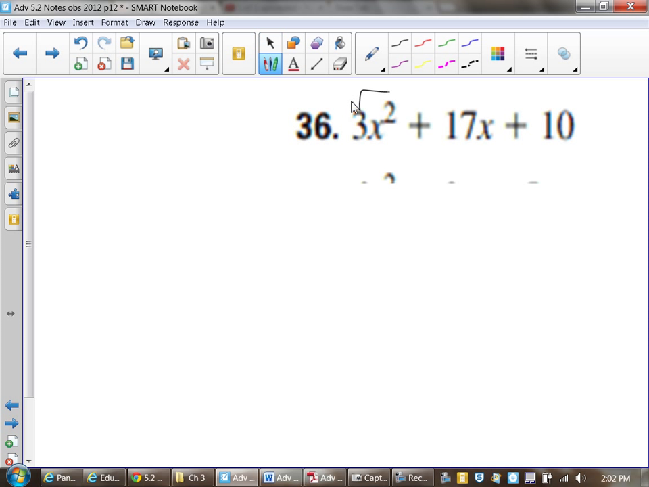Remember, I take 3 times 10. I'm looking for the factors of 30 that add to 17. What times what is 30, but you add together to get 17? Now, you get 15 and 2.